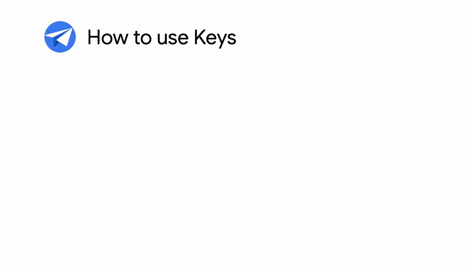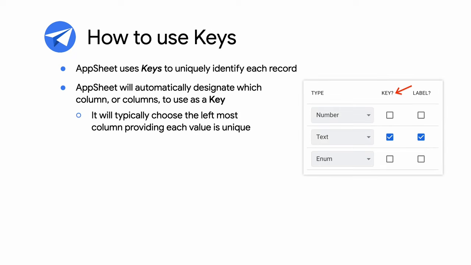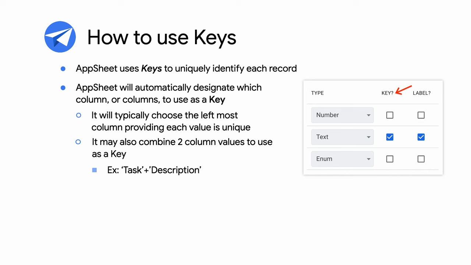A key difference between Sheets and AppSheet is that Sheets don't require each row or record to be unique, whereas AppSheet is an application development environment, so its data must have unique record identifiers. To accomplish this, AppSheet uses keys to identify each record in the sheet. AppSheet defines keys automatically when an app is generated, and automatically designates which column or columns to serve as a key. For example, task, combined with description, could be used as a key. You can also specify which column you wish to use as a key in AppSheet.